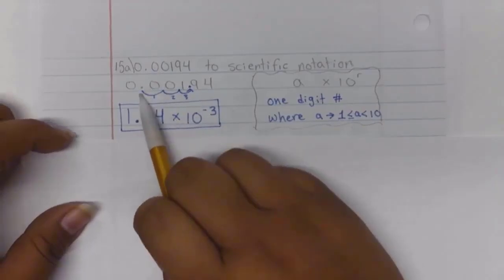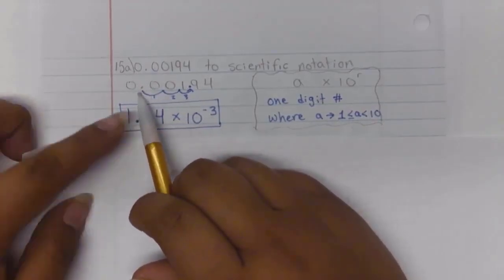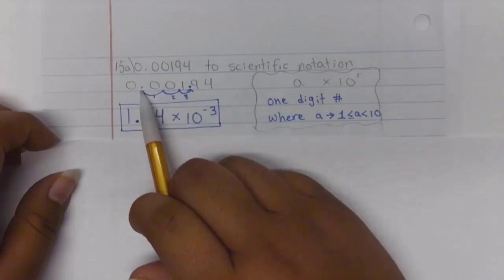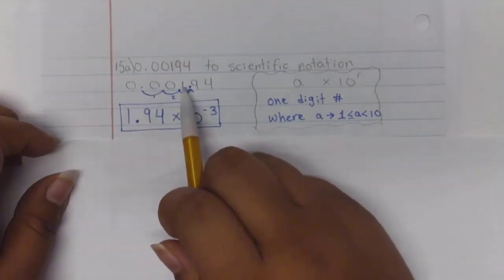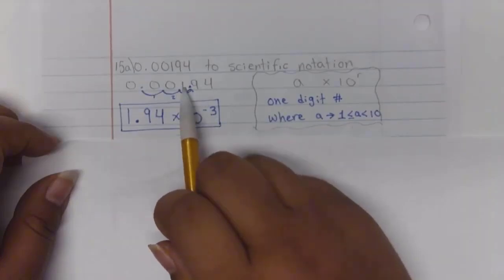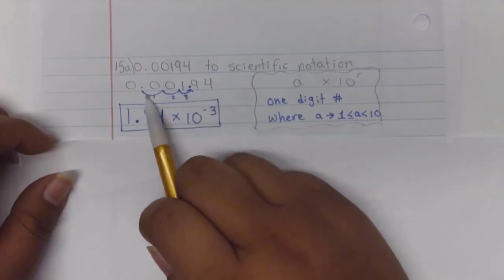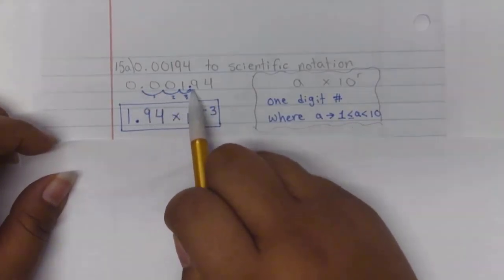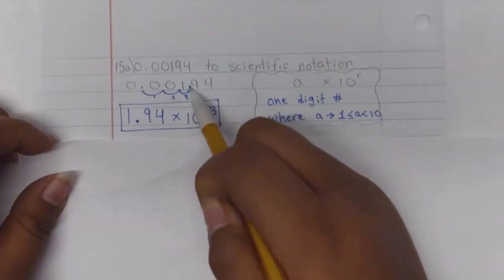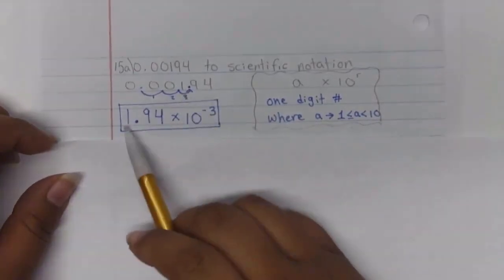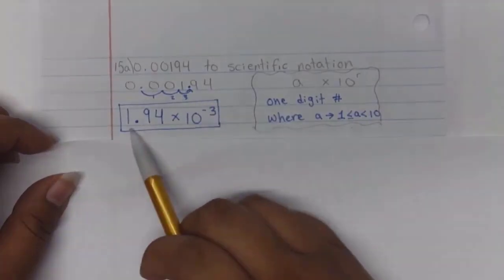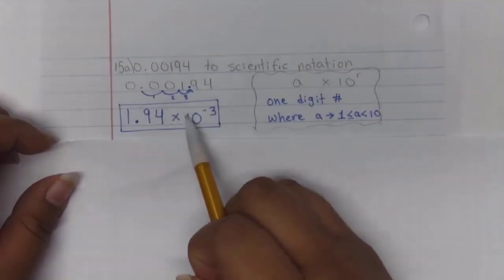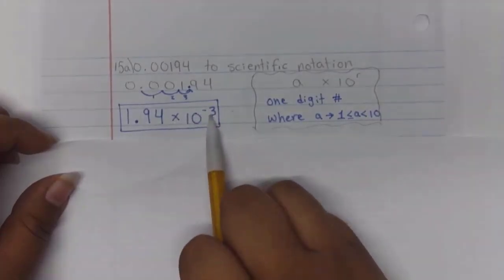Then we're going to grab the original decimal number and move it as many times as we need until we get a number greater than or equal to 1 and less than 10. Right here in this case, I had to move it 3 times, and I could put my new decimal point there. So then I write my answer down here: 1.94 times 10, and my exponent would be -3.